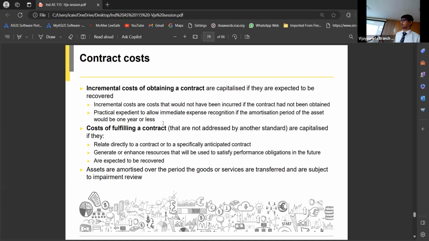Cost of fulfilling the contract. Relatively slightly different, but again coming from the same thing, okay? For fulfilling the contract, sometimes what happens is you have to incur some big fixed cost initially, setup costs, only for the contract. But the benefit of it will be realized over more than 1 year. In that fact pattern also you can capitalize. What example?